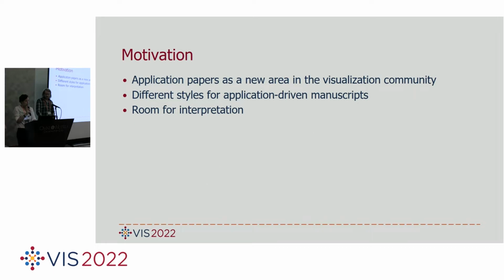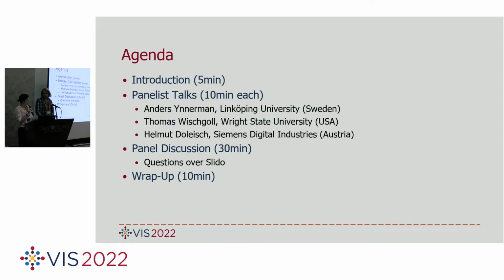So as a summary, application papers are now a new area in the Vis community, in the area model. There's one area about application papers. And the way it is described, how to submit such a manuscript, leaves a lot of room for interpretation. And so the question arose how to deal with those papers, how to structure those papers, how to define novelty in an application paper, what do we expect from application papers? And this is something that we would like to discuss today.